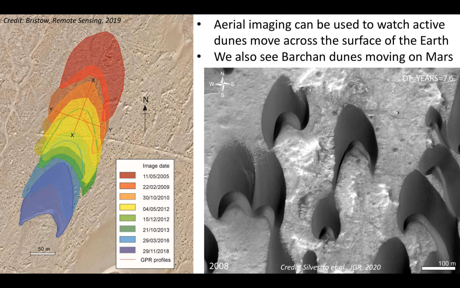And on Mars, we also see Barchan dunes moving, and this is so lovely. I love this little couple of images. The first one is in 2008, and the second one is in 2016. In 2008, the dunes are higher up in the image than they are in 2016. Again, that's a direction that you would expect, because we know that the wind direction is coming from the top of that curve, and we know that the slip face is on the opposite side to the incoming wind direction.